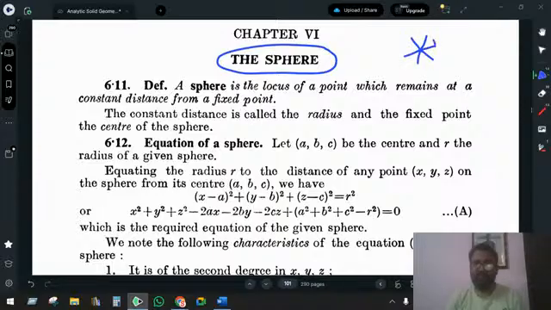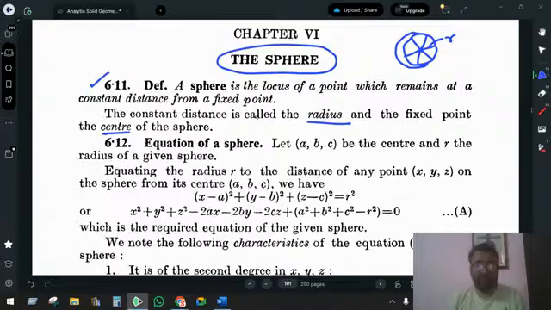It's just like a circle, but three-dimensional. It is just like a ball. The constant distance is nothing but your radius. Okay, and the fixed point is called the center of the sphere. This is the formal definition of a sphere.